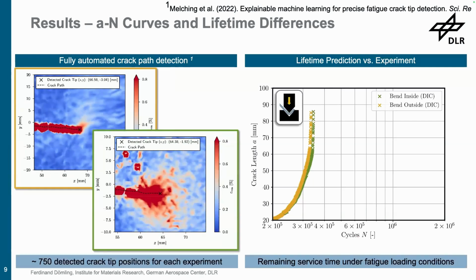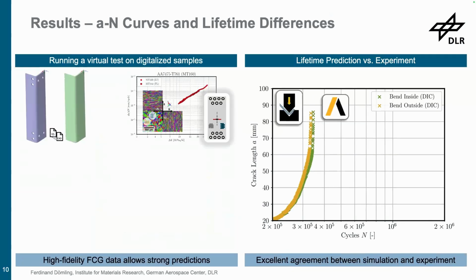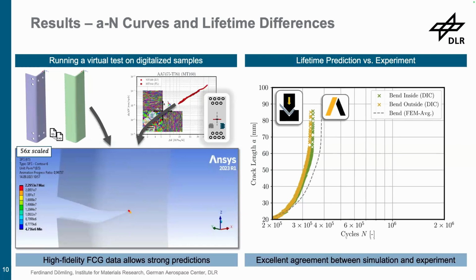So we have about 750 detected crack positions for each experiment. And then we do our simulation. We have our CT model. We have high fidelity input data from other experiments, for example, the empty. And we run this simulation here, in this case with the smart crack filter. And we see we have very good agreement between our experiments and also our simulations.